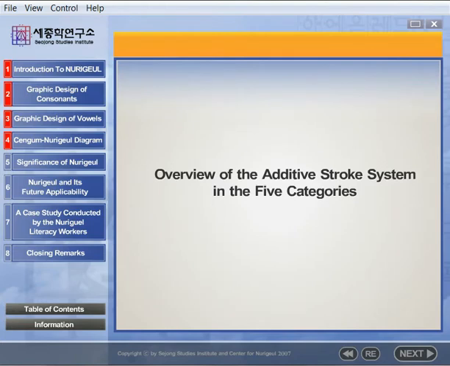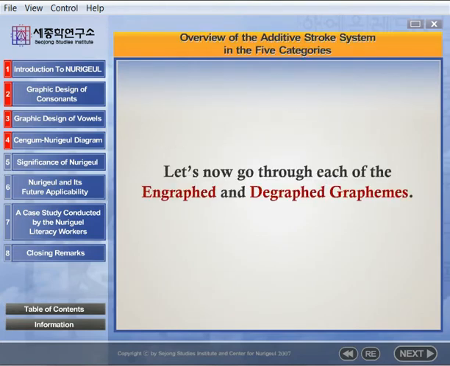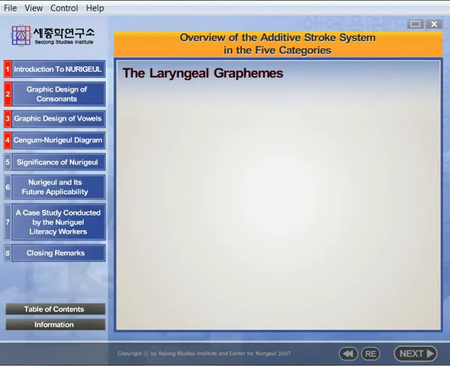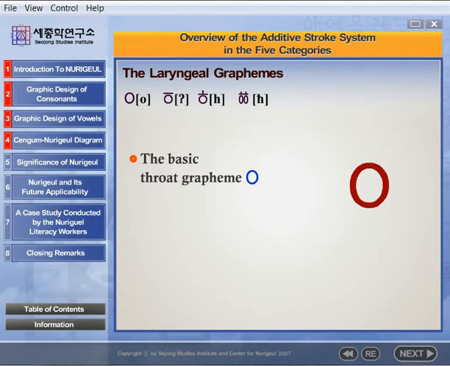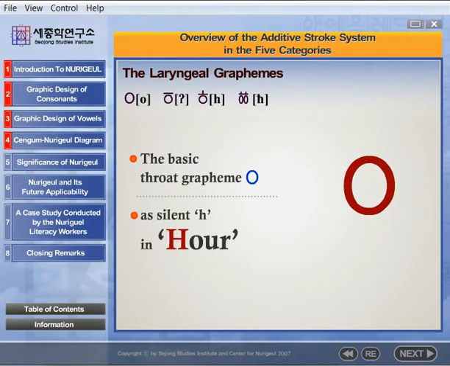Overview of the additive stroke system in the 5 categories. Let's now go through each of the ingraft and degraft graphemes. Additive stroke system of the laryngeal graphemes. The basic throat grapheme has no phonetic value, as in the silent H in hour.